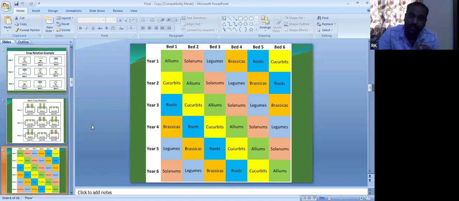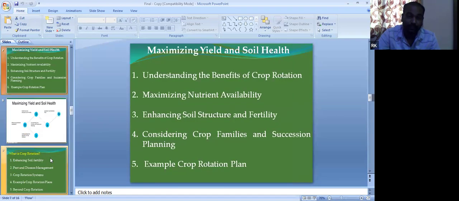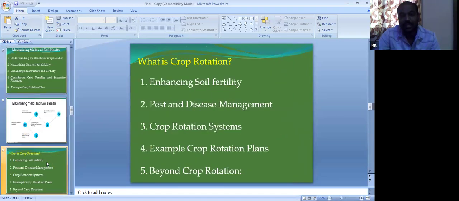This depends upon our market potential, labor facilities, and other criteria also are applicable. Suppose I am presenting 6 is good, but what facilities do we farmers have? Based on the facilities we go for that. But 6 is best, better. Then what is crop rotation? That topic also I already covered: enhancing soil fertility, pest and disease management, crop rotation system. Example, crop rotation plan. I have given the plan.